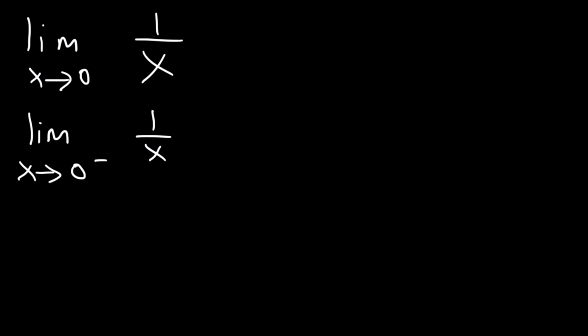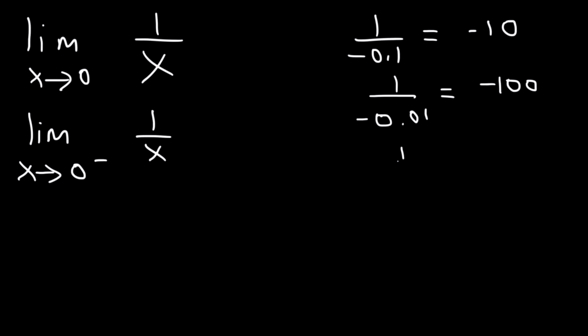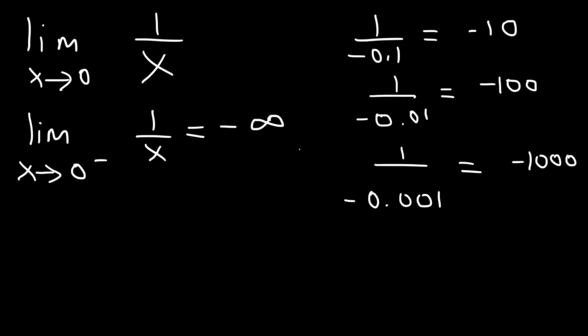So let's start with the left side. What is 1 divided by negative 0.1? 1 divided by negative 0.1 is negative 10. But now let's plug in a number that's even closer to 0 from the left side. So it's going to be negative again. Let's try negative 0.01. 1 divided by negative 0.01 is negative 100. And if we divide by negative 0.001, that becomes negative 1000. Notice that the number gets larger and larger, but with a negative sign. So therefore, we could say that this approaches negative infinity.